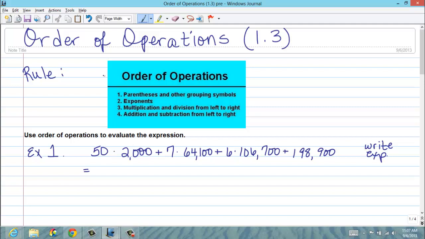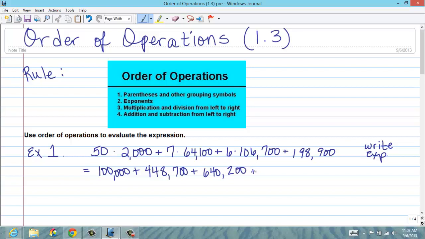So the first thing is I see 50 being multiplied times 2,000. That's going to give me 100,000. Okay, we're doing multiplication and division first. 7 is being multiplied times 64,100. We have to do that first before we add. That will give us 448,700. Okay. 6 is being multiplied times the 106,700 number. That's going to give us 640,200.